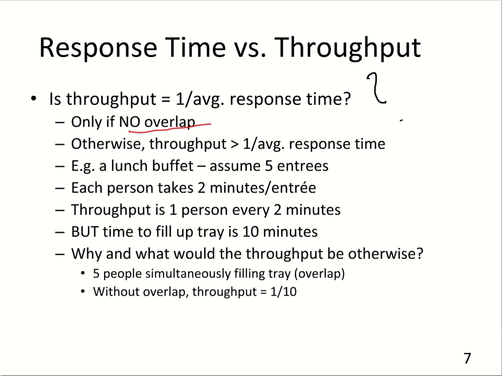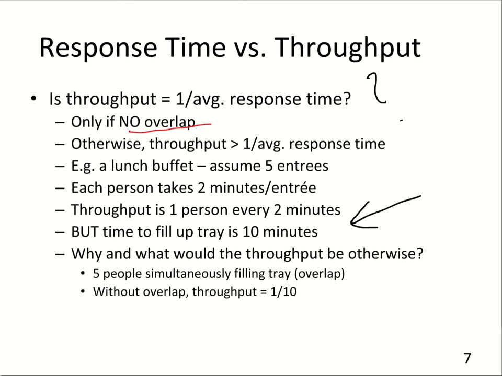So let's say the lunch buffet has 5 entrees to load onto your plate as you're stepping through it. If each person takes 2 minutes per entree, then throughput would be 1 person every 2 minutes, because as I move from one entree to the next, another person is going to move in and take my place at the previous entree. However, it's going to take me 10 minutes to fill up my plate, because I'm spending 2 minutes on each entree and there's 5 entrees. So my response time is actually going to be 10 minutes, but in fact my throughput in this particular case would only be 2 minutes.